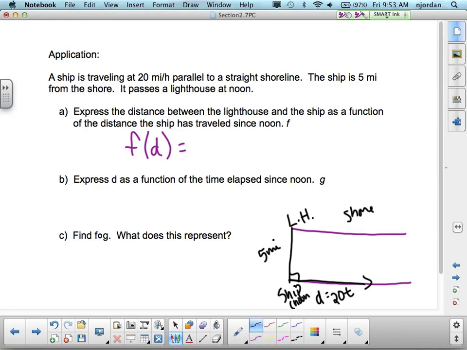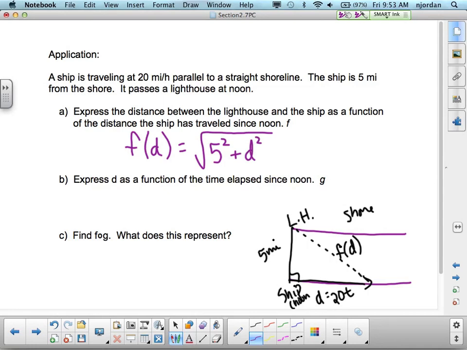Let's say it's traveled over here. What kind of figure do we have there? A right triangle. Okay? So if this is my f of d, let me go back up here for you. F of d is going to equal the square root of 5 squared plus d squared, whatever that distance it traveled, or the square root of 25 plus d squared.